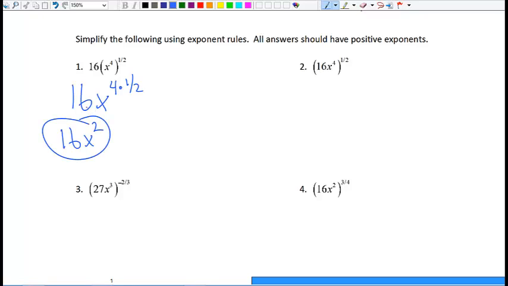Now compare that to number 2, and in number 2, this time the 16 is attached to the 1/2 because of the parentheses. So we're going to essentially bring the exponent over to the 16, and then x to the 4th times the half again. An exponent of 1/2 simply means square root of, so this would be square root of 16, which is 4. And then we already know x to the 4th to the 1/2 of that's just 4x squared.